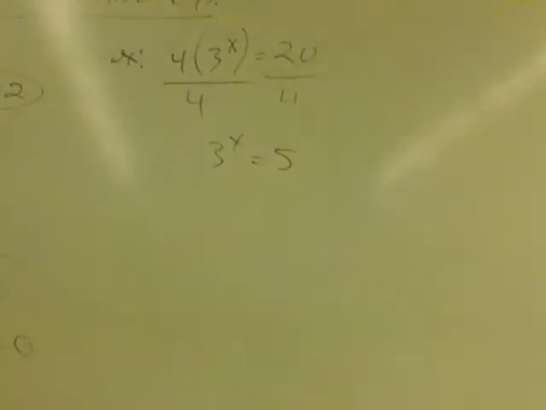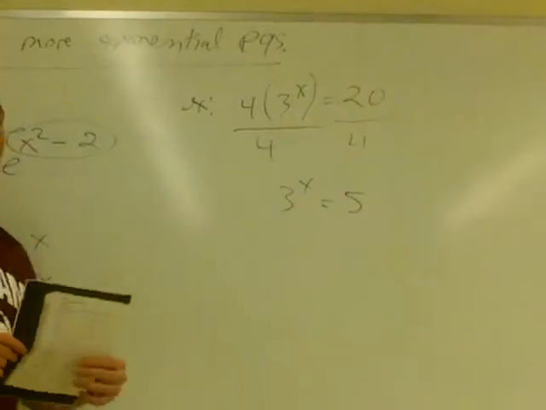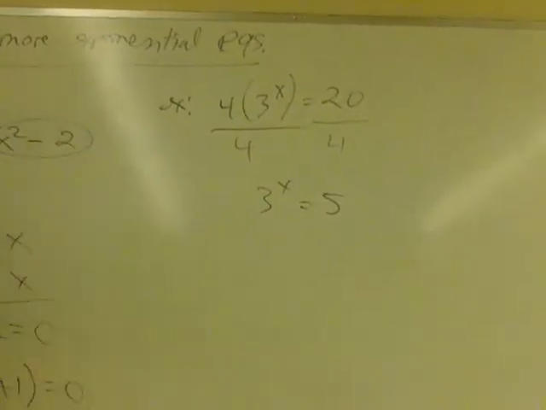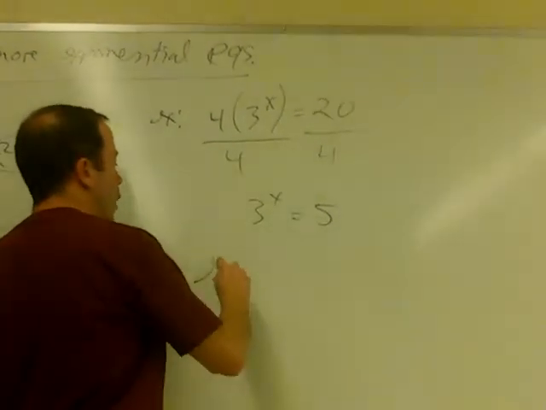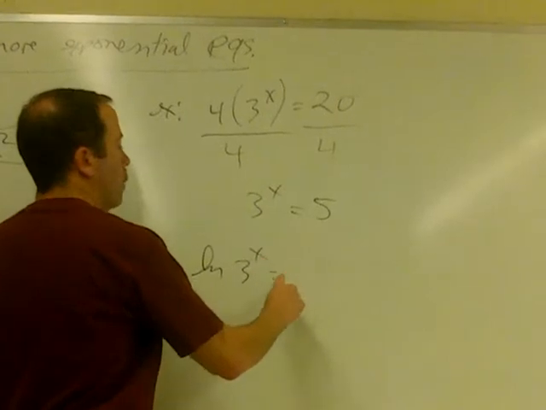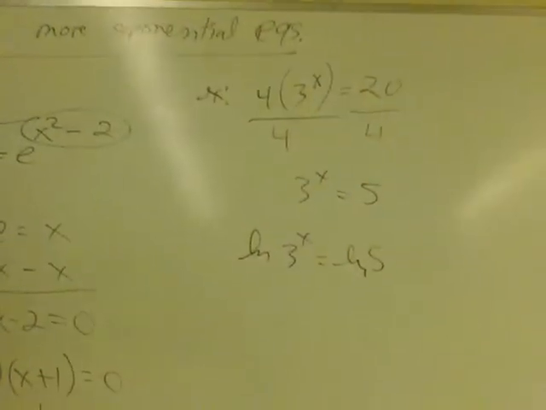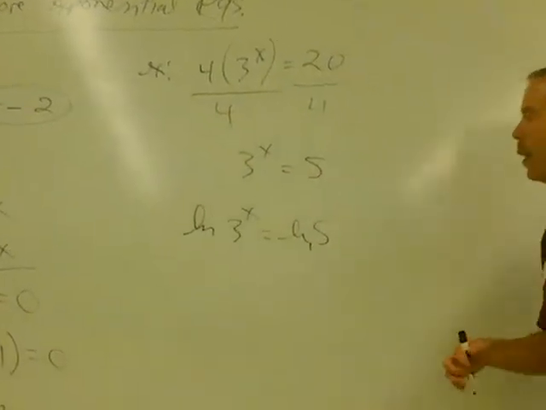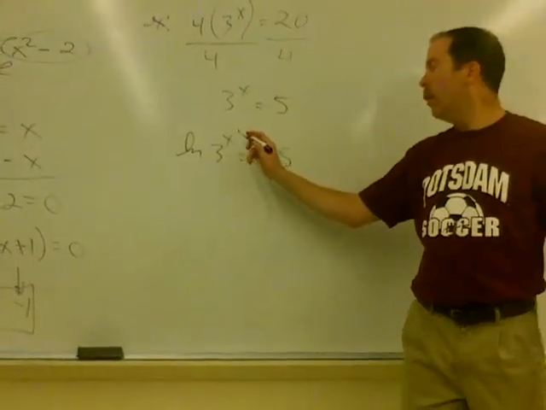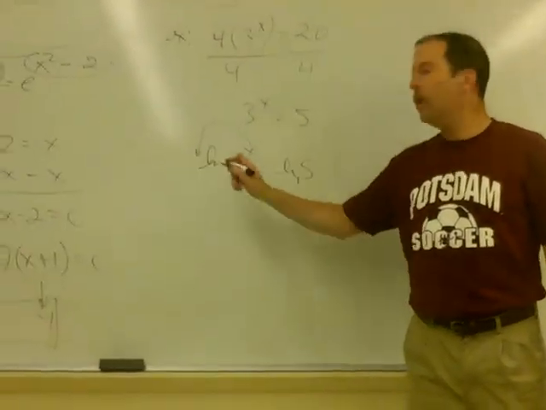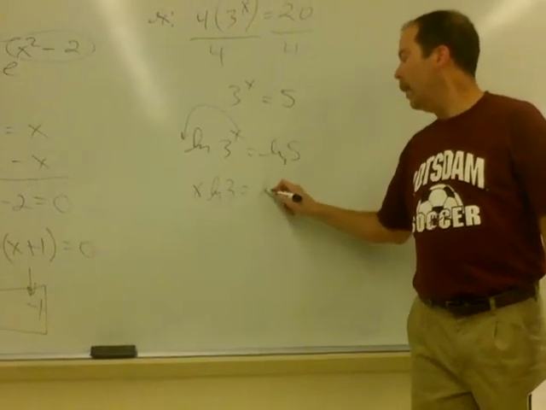Now, because the bases are not the same, we have to log both sides. We can use either common log or natural log. It doesn't really matter. I like natural log, so I'm going to use that. You'll get the same answer. We remember from last time that when we use the logs, we can put this exponent down in front. So we have x ln 3 equals ln 5.